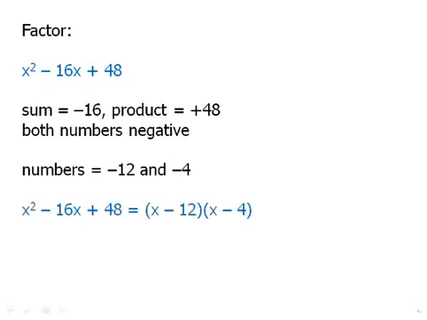and x minus 4. Incidentally, notice once again with multiplication, it doesn't matter the order that we write things in. I could have written this as x minus 4 times x minus 12. Same thing. Doesn't matter at all because multiplication is commutative. We can write the factors in any order.